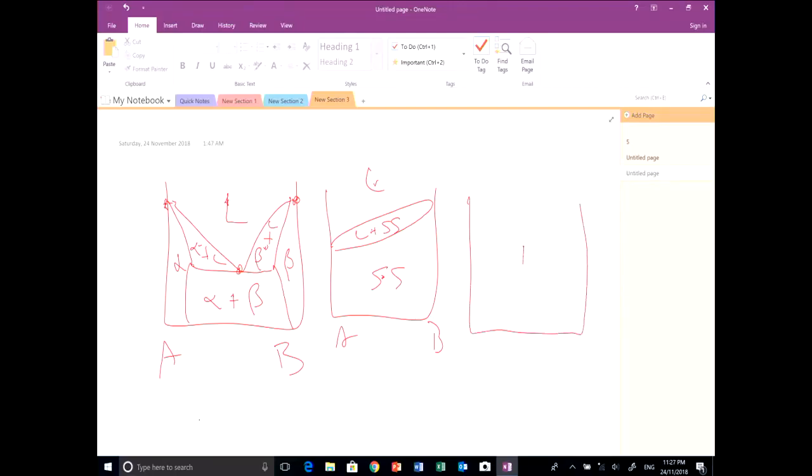We also learned that we can have an intermediate phase that forms, and if the diagram looks like this, what is the nature of that intermediate phase, AB? What is it? What do we describe AB as? It is, begins with C, compatible. Oh, it's not compatible. What is it? Congruently melting. What does congruently melting mean?